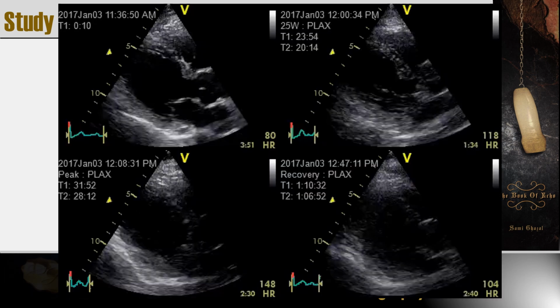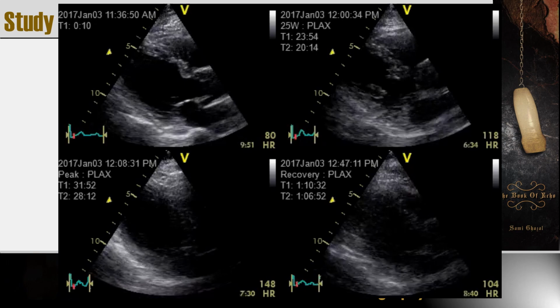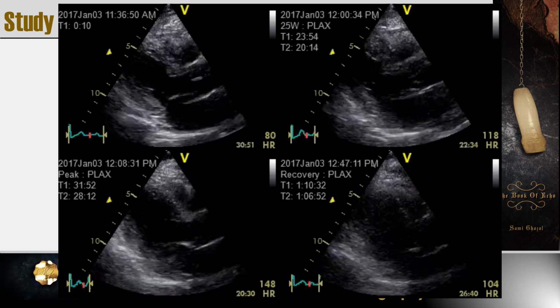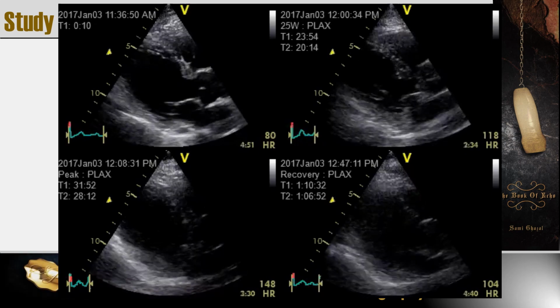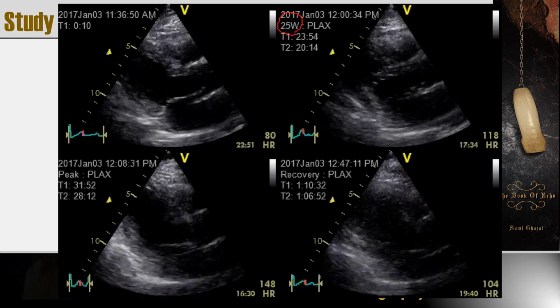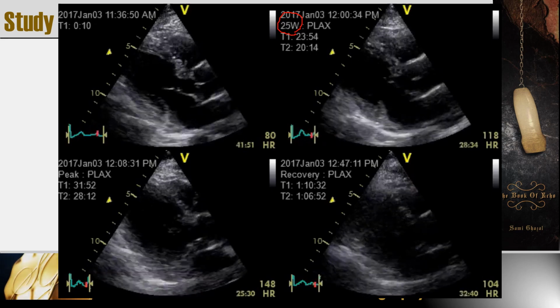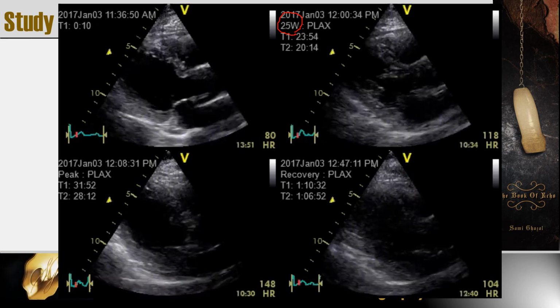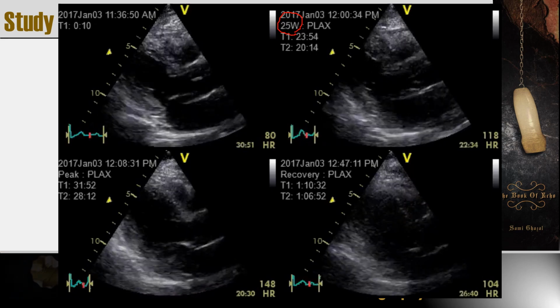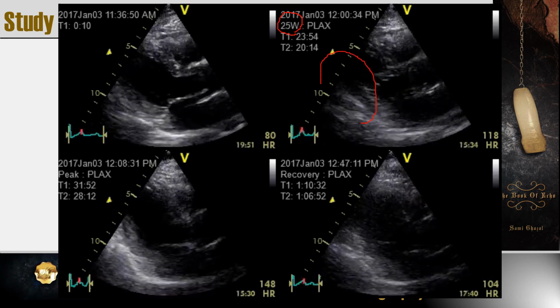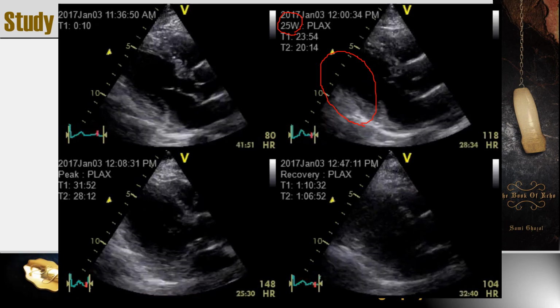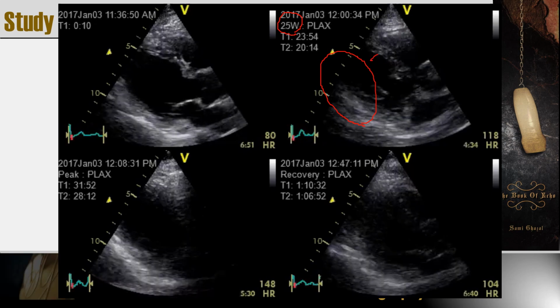Now let's see some study interpretation and see how we can interpret this echocardiography. So if you look carefully here, this is the baseline. Everything appears to be normal. This is 25 watts, so it means it is a bicycle. So we don't see much wall motion change. Everything is the same. However, this segment here, the inferolateral segment, is more hyperdynamic compared to this segment.